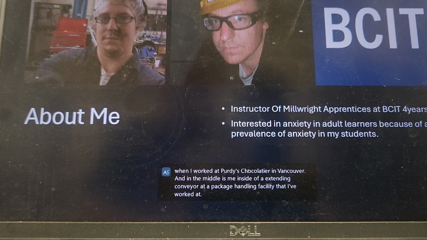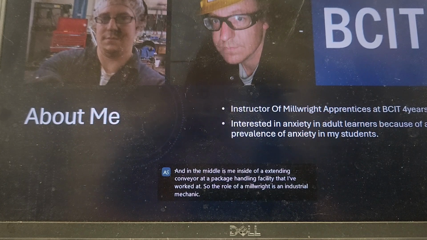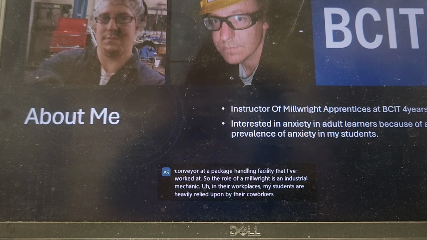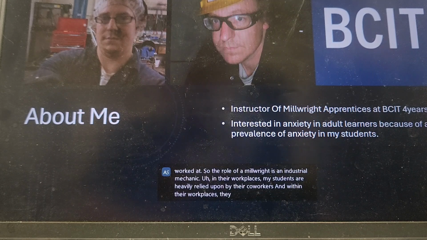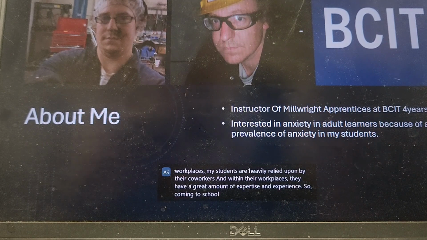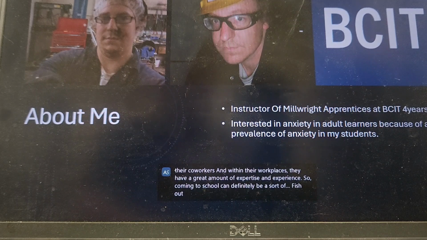So the role of a millwright is an industrial mechanic. In their workplaces, my students are heavily relied upon by their coworkers. And within their workplaces, they have a great amount of expertise and experience. So coming to school can definitely be a sort of fish out of water experience for them.